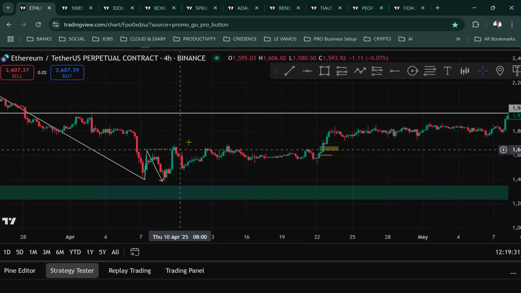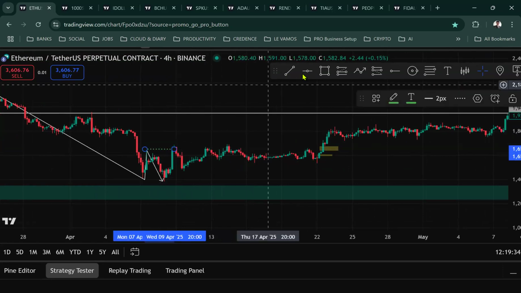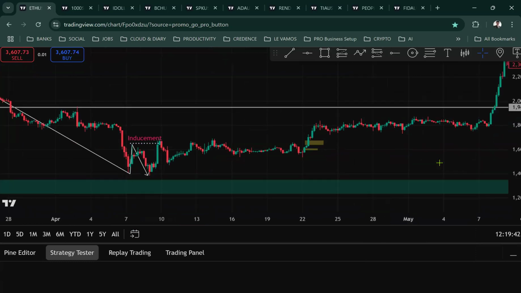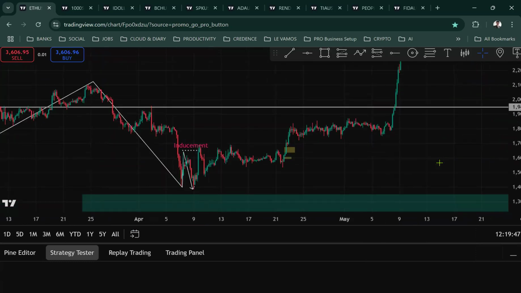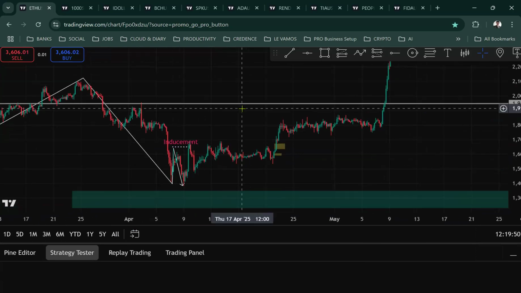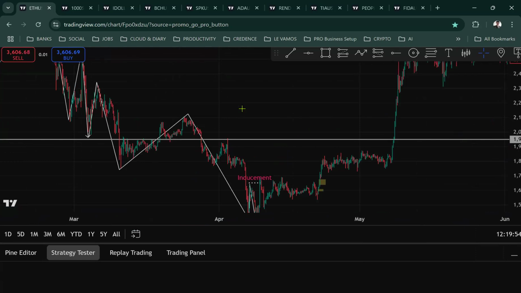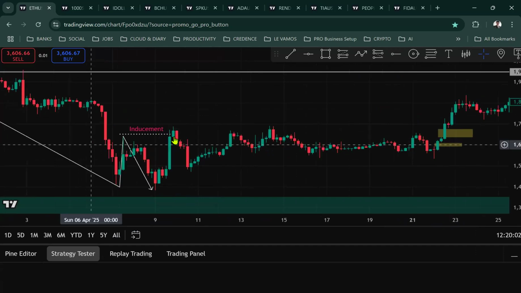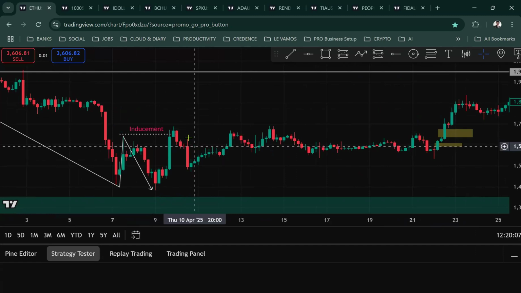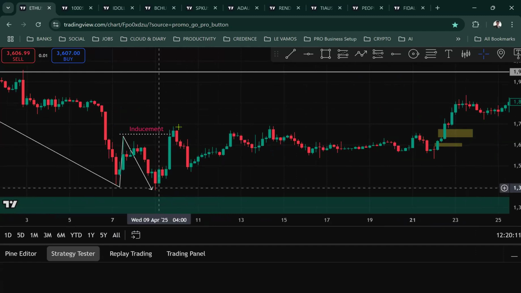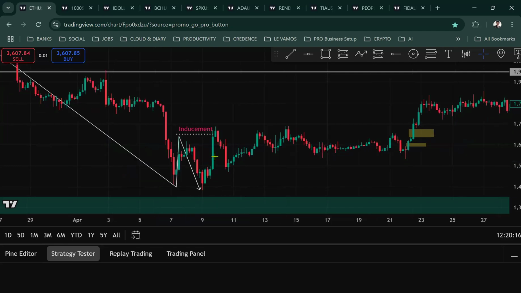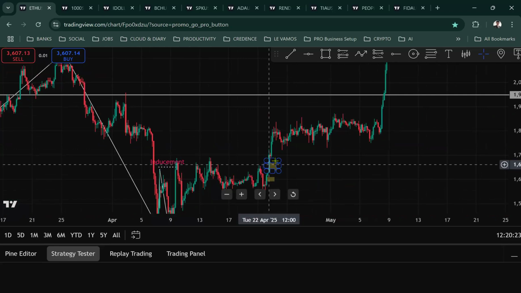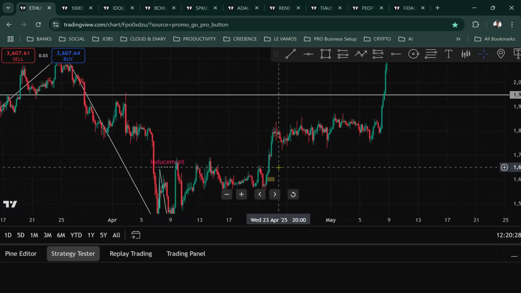Let me remove this color and mark here. This line is an inducement. Then after that, what did you say? You find the fair value gap zone from above the inducement. So above the inducement means from this line above, right? This I will remove.